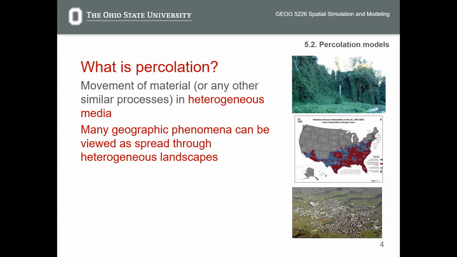Okay, what is percolation? The movement of material in heterogeneous media. What is a heterogeneous media? It means that the structure of the media, the property of the media, do not distribute evenly across the space.